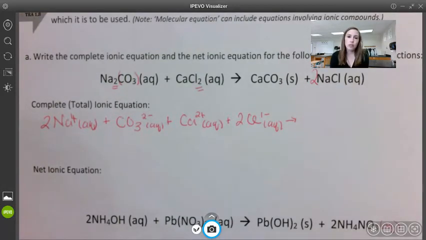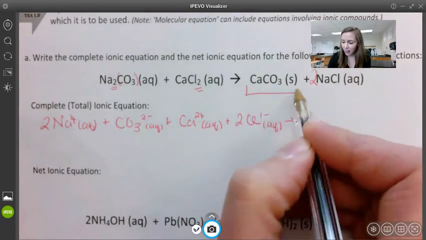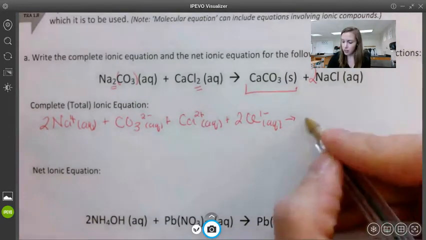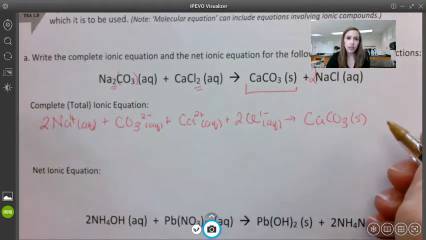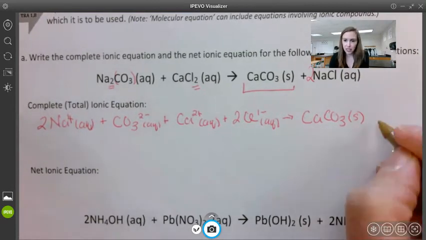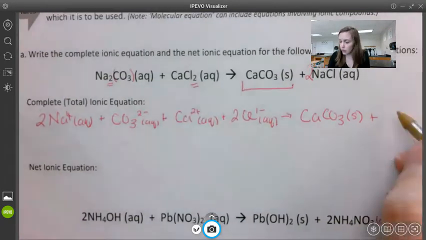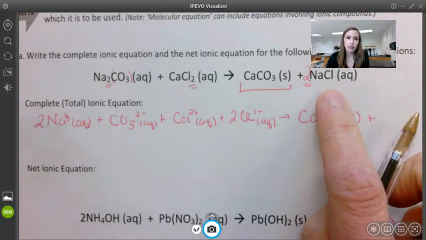So then when we go over to the product side, this is where you have to be really careful. Here we have calcium carbonate. That is a solid. That is going to stay together as a compound within the crystal lattice of the solid. So we don't separate it. This will also be the case if you have a gas that is a product. So that is going to be CaCO3, the little solid next to it. So keep it together. And then aqueous, this is going to get broken apart into aqueous ions. This 2 becomes important. That applies to everything attached to it, the sodium and the chloride ions.